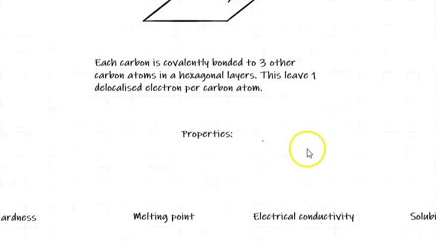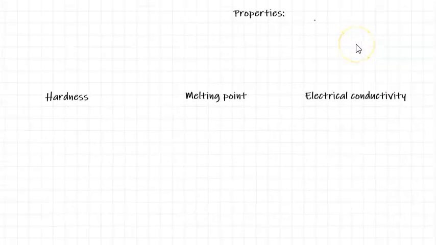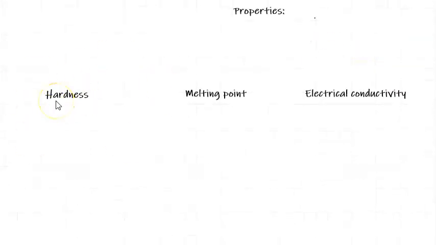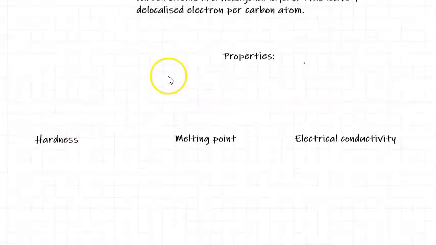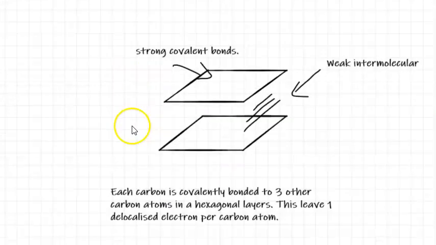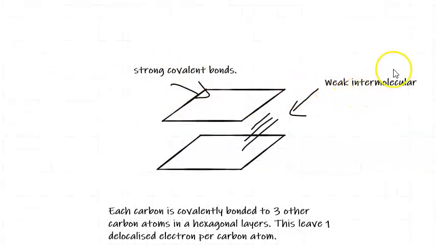So we'll look at the properties of graphite. So first of all, the hardness. This is an interesting one because normally when substances are hard, they will have a high melting point as well, or if they're soft, they'll have a low melting point. With graphite, because we've got these two different types of bonds, we've got these weak intermolecular forces and the strong covalent bonds, these sheets are easily able to slide past each other.